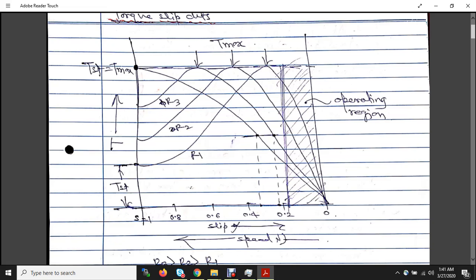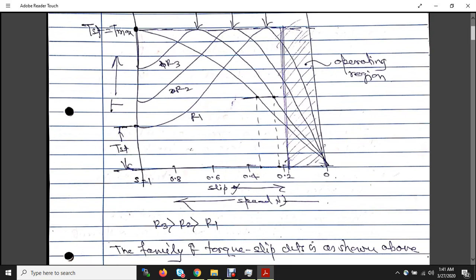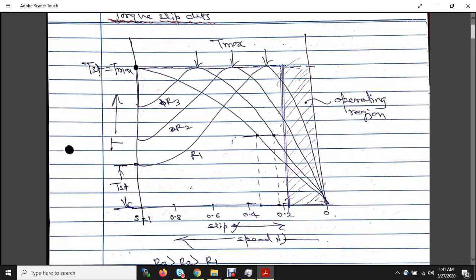This torque slip characteristics can be divided into three basic regions. First one is the operating region, second is the maximum torque region, and third one is the starting torque region. So it is a family of curves between torque and slip, or in other words torque and speed.